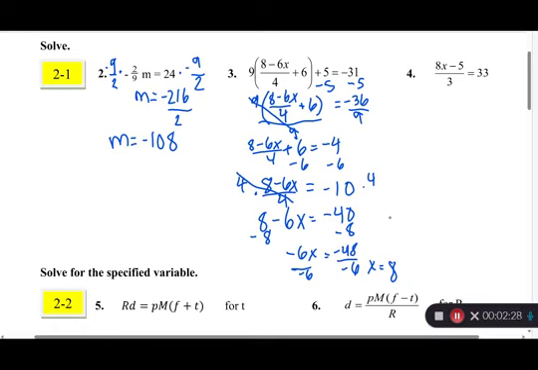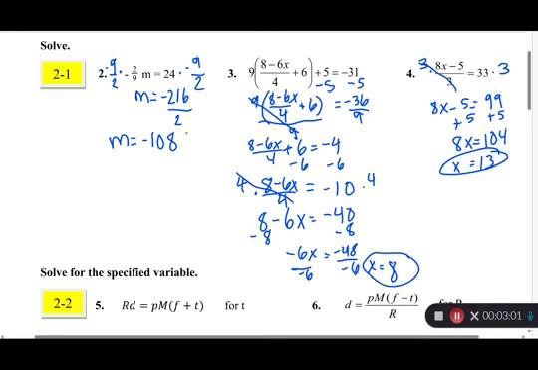Number 4, we're going to work backwards again. So just like we did with the 4 on number 3, we're going to multiply by 3 here. And cancels that there. Makes it 1. 8x minus 5 equals 99. And we're going to add 5. So 8x equals 104. Put that in your calculator. It tells you get 13 divided by 8. So that's our first 3 answers.